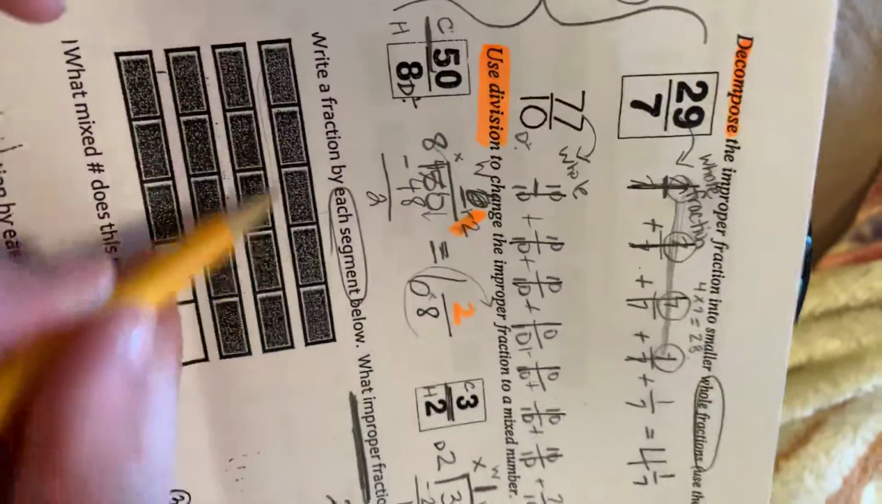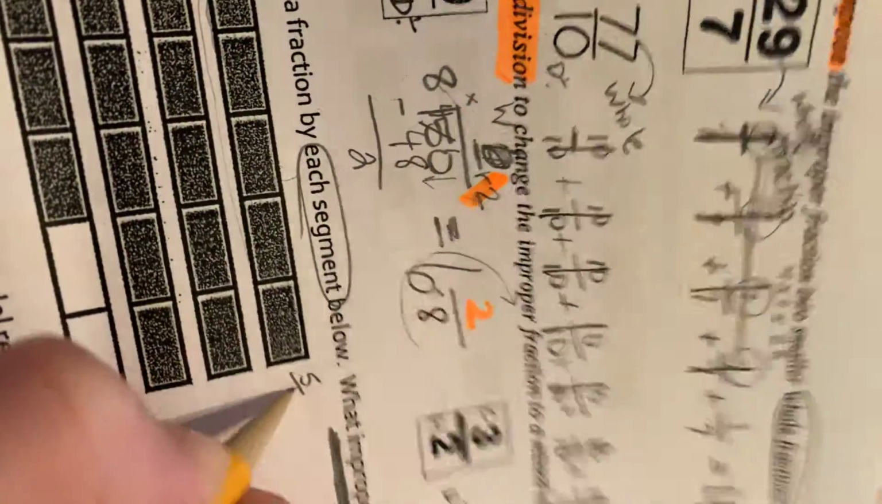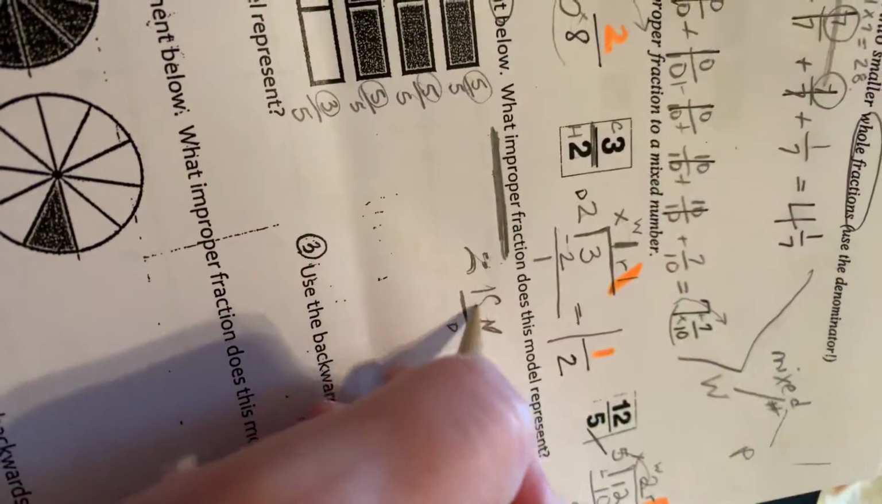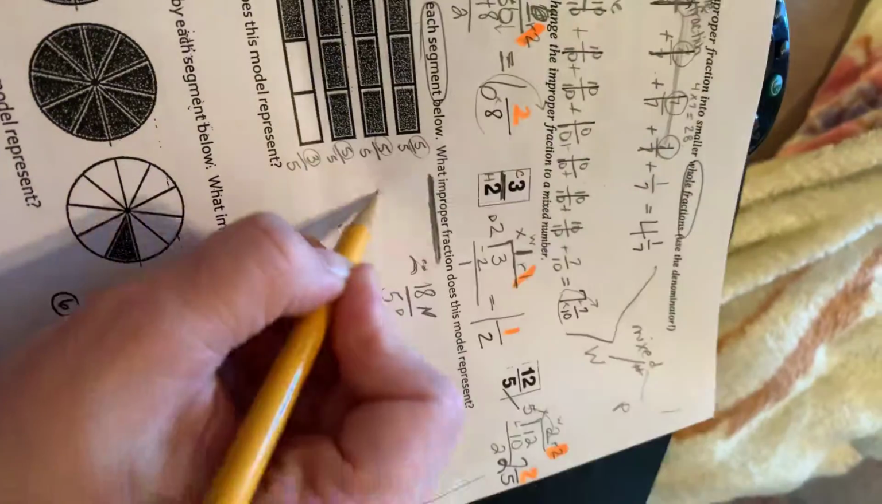So what fraction does this bar represent? Yep, 5/5. And another 5/5, and another 5/5, and then 3/5. So that's 5, 10, 15 plus 3. So we've got 18/5 right here.